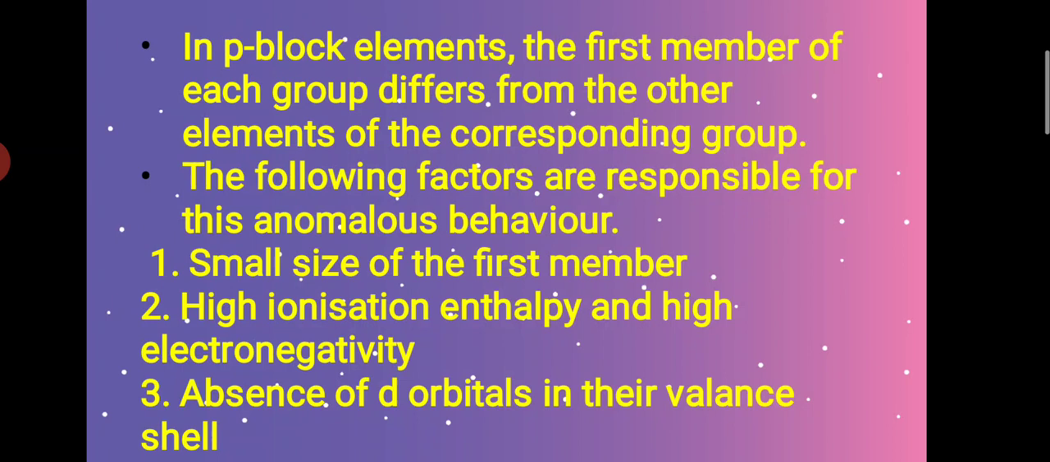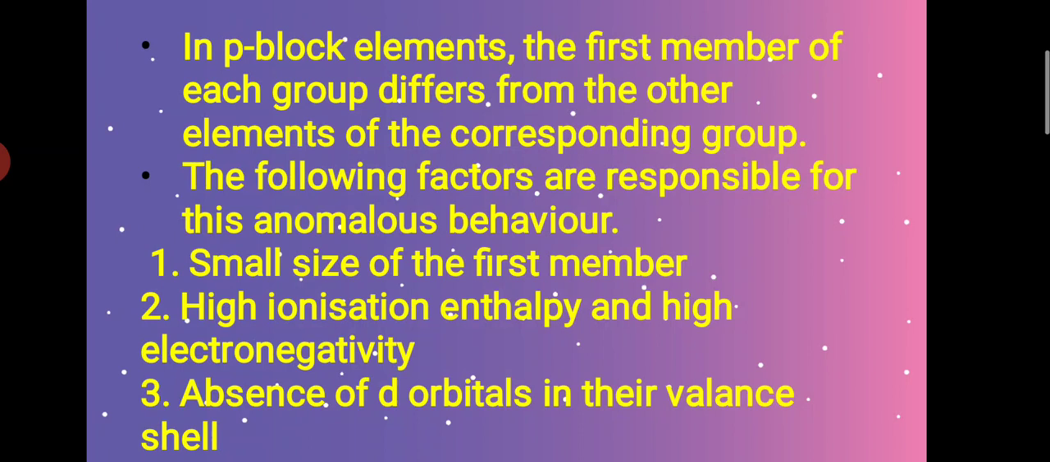Is it clear? Now in the p block elements, the first member of each group will be differing from the other elements of their group. So in the 13th group boron will be different from the other members, and similarly for carbon and oxygen in their groups. On what basis are they different? First is the small size of all the first members. Then all the first members have high ionization enthalpy and high electronegativity, because these properties increase as you move up. And third is the absence of d orbitals in their valence shell.